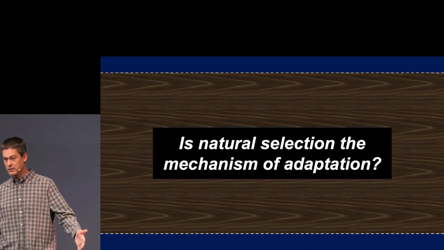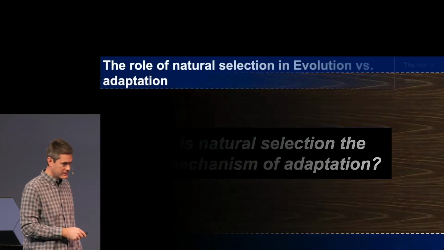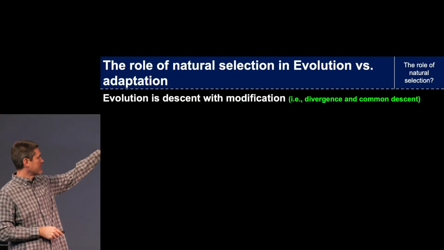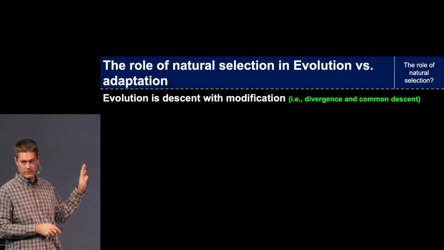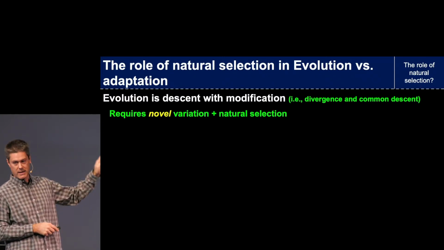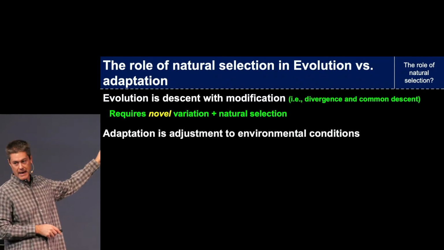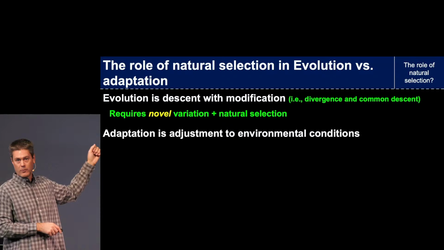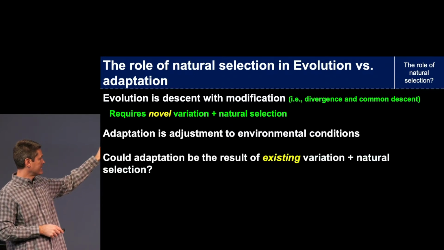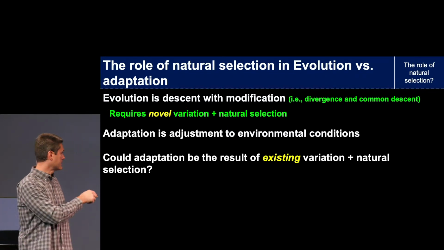Is natural selection the mechanism of adaptation? And why do I ask that question? Because it could have a different role. In evolution, because it's descent with modification, requiring divergence and common descent, it requires the novel variation plus natural selection. But what if, when we're just adapting to environmental conditions, we don't actually need novel variation, we just use existing variation plus natural selection? Would that work? Because that would be a mechanism for adaptation.